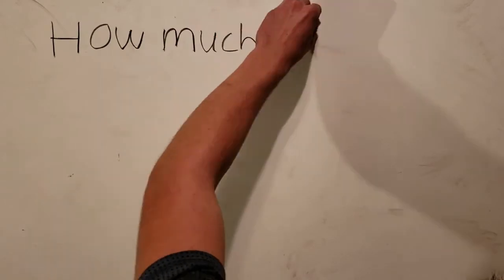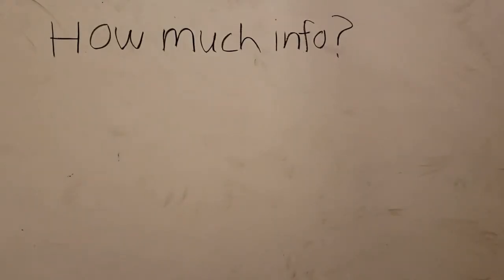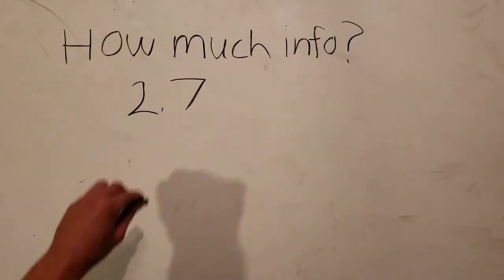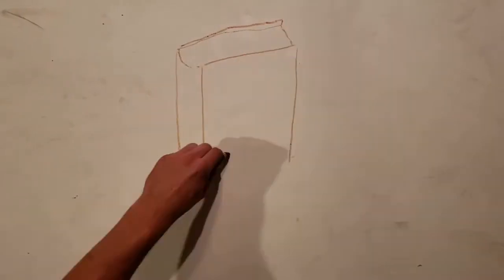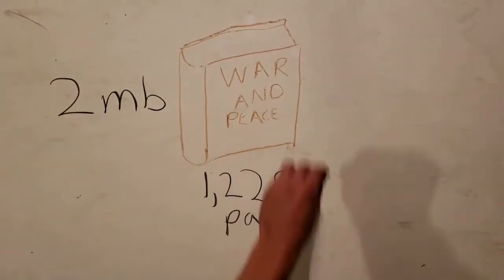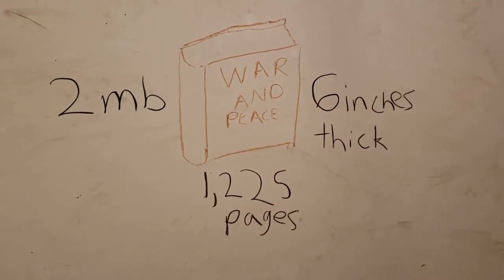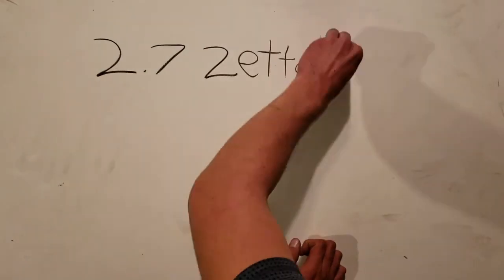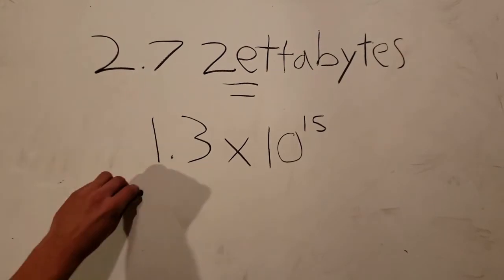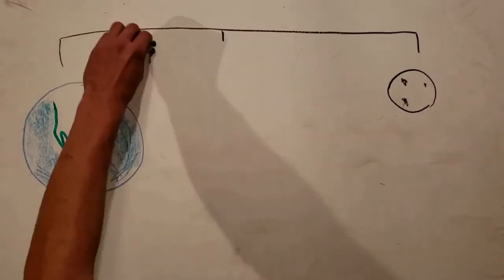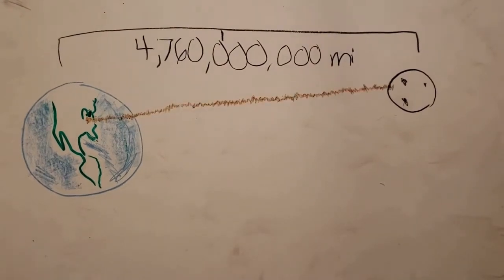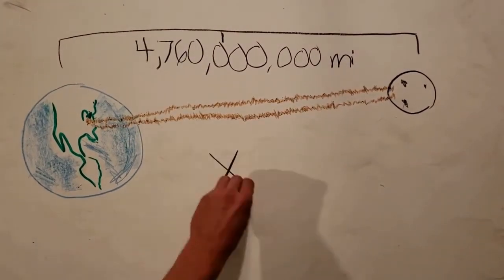It's difficult to calculate just how much information is out there. There are conflicting reports on the exact amount of data, but a conservative number I found says 2.7 zettabytes. Visualizing this much information is very difficult for our brains. The book War and Peace is about 2 megabytes worth of data. 2.7 zettabytes would be 1.3 times 10 to the 15 copies of War and Peace. Assuming each book is about 6 inches thick, you could stack them all the way to Pluto and back 13 times.